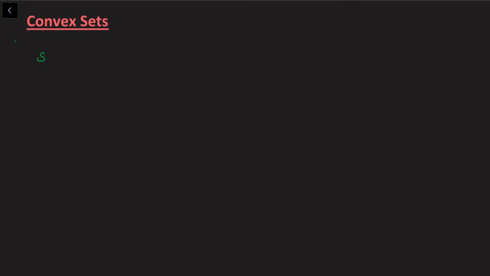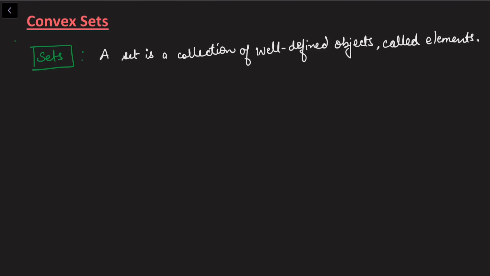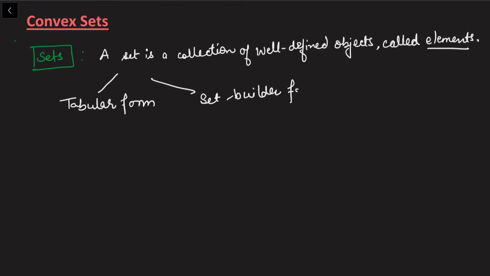So before I start the definition of convex set, let us understand what is a set. A set is a collection of well-defined objects called elements. It has two forms. One is the tabular form, in which we can show the set, or we can have the set builder form. The most general form is the set builder form because it is the generalized way.